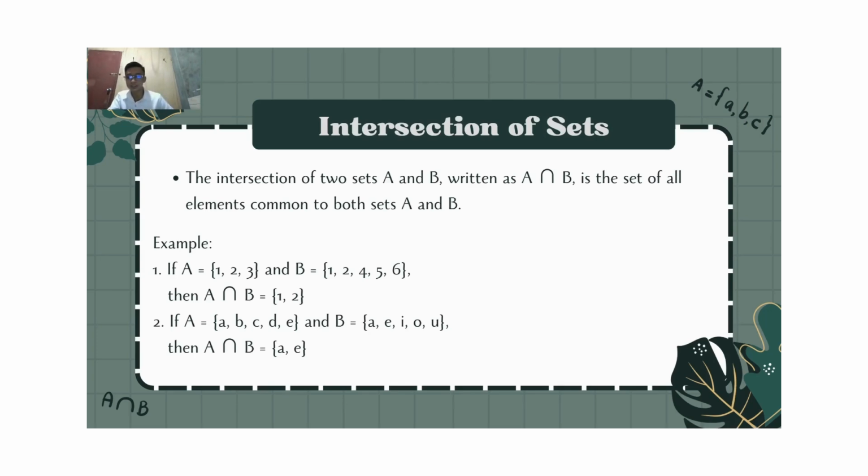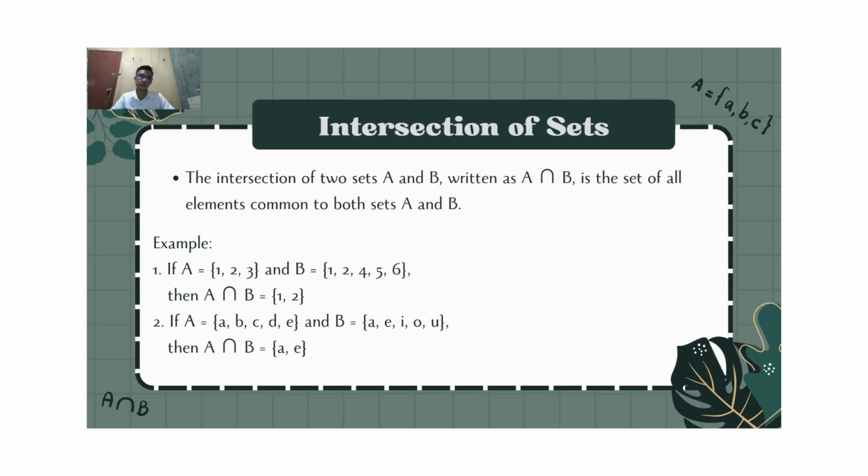Another example, if A is 1, 2, 3, and B is 1, 2, 3, 4, 5, 6, we can write that as A intersection B is equal to 1 and 2. Why is that so? Because 1 and 2 in set A are common to B. So 3, there's no 3 in set B. There's nothing common. Also 4, 5, 6. So A intersection B has only two elements, which are 1 and 2.